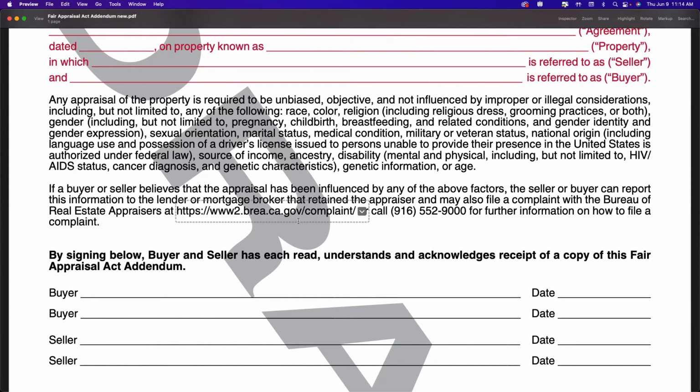So what they're trying to get across here is that your appraisal is only based on the property, and there's no swaying it based on maybe an idea that someone has, like, hey, we're selling to somebody who's a specific race or a specific religion or identifies as a specific gender. So, we're going to skew the appraisal because of those things.